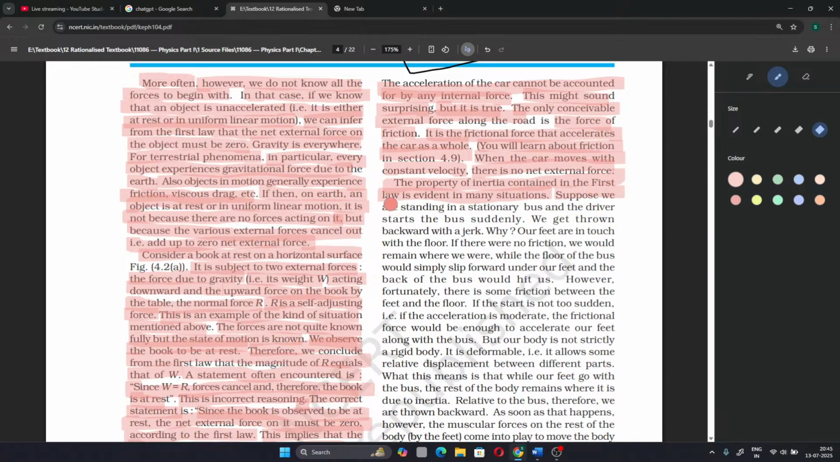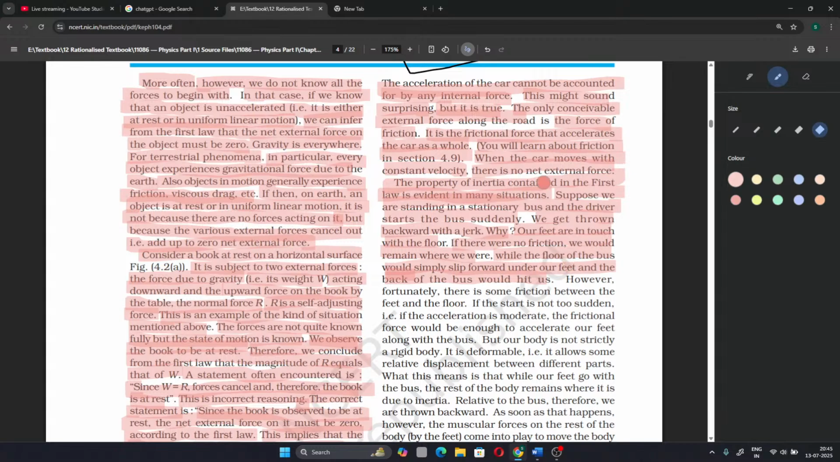Suppose we are standing in a stationary bus and the driver starts the bus suddenly. We get thrown backward with a jerk. Why? Our feet are in touch with the floor. If there was no friction, we would remain where we were, while the floor of the bus would simply slip under our feet and the back of the bus would hit us.